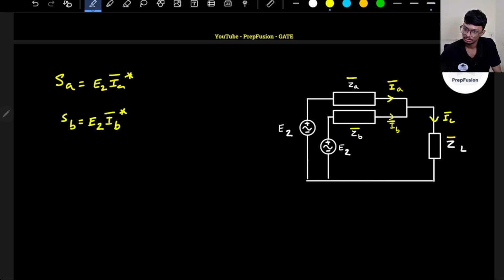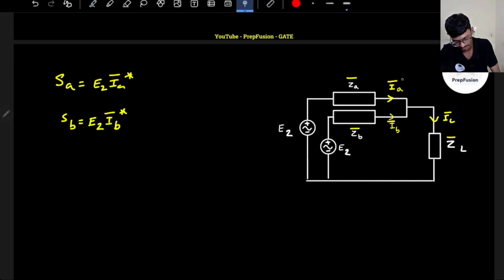Okay, this is my SA and SB, right? Can I find out what will be this IA and IB? E2 is common between these two. So if I just know the IA and IB, I will be able to find out the ratio of SA by SB.